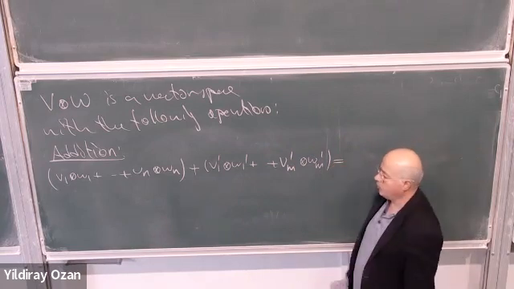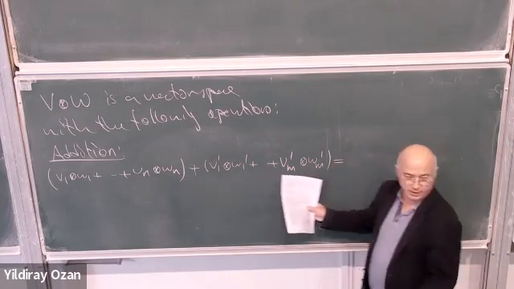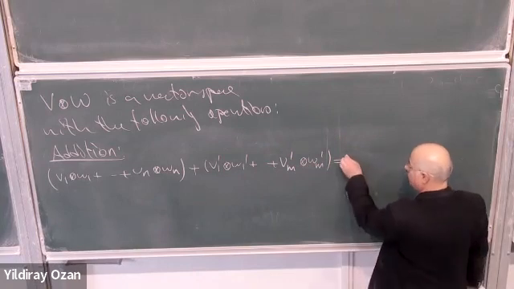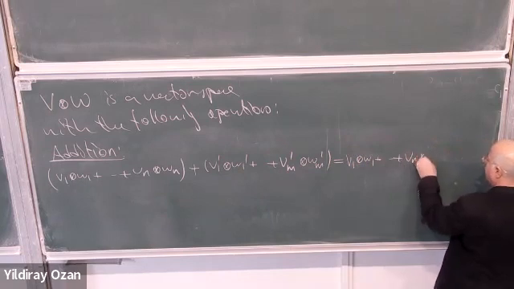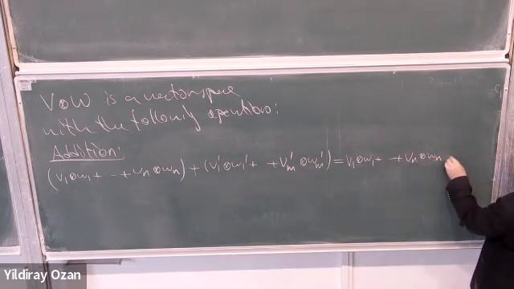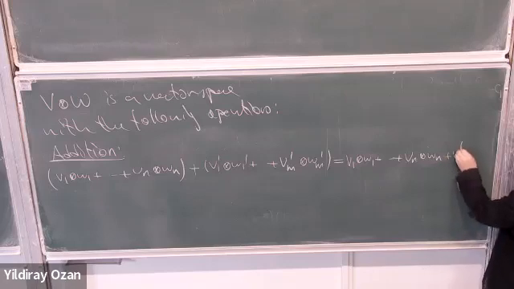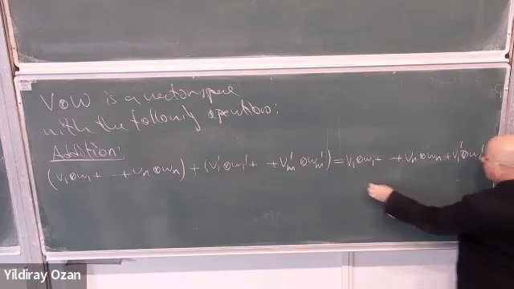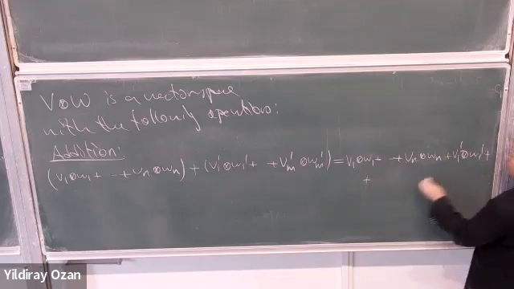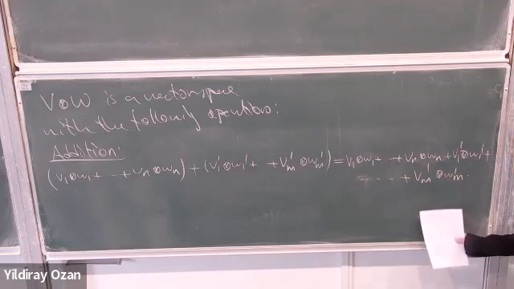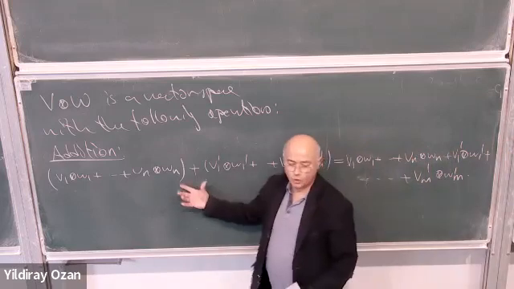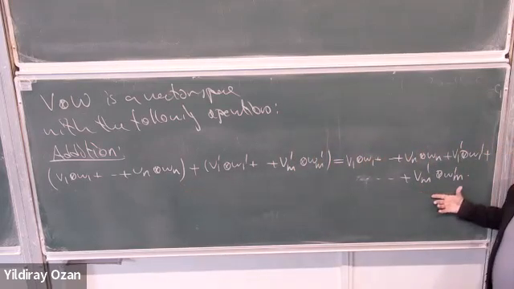Well, the sum of these two is just this thing. You just erase the parentheses. So this is just V1 tensor W1, up to Vn tensor Wn, plus V1 prime tensor W1 prime, up to Vm prime tensor Wm prime. The sum of these two objects is another such object. Okay?